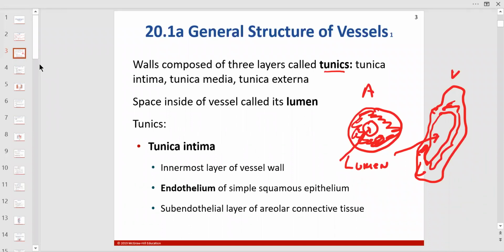So it's got these walls. And if you remember from A&P 1, the type of tissue that lines things like inside and out is epithelial tissue. So the tunica intima, sometimes you can call that interna too, is endothelium, simple squamous lining, right? And there's a layer below that, which is usually loose connective tissue like areolar, in an artery or in a vein, not a capillary.